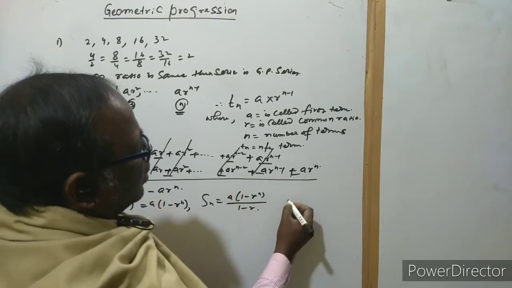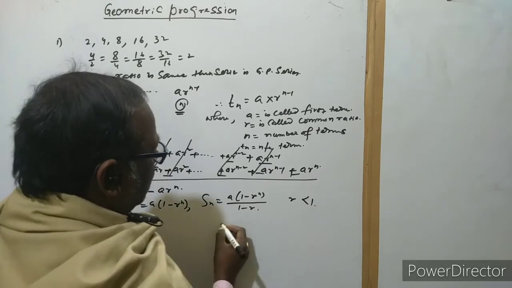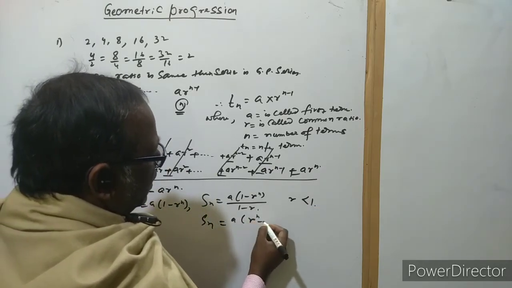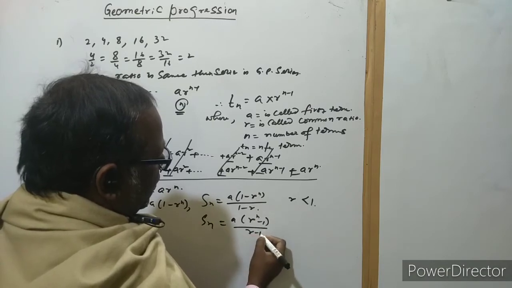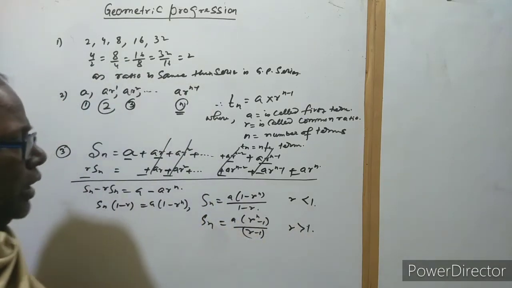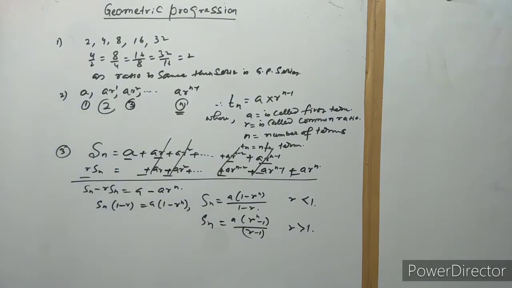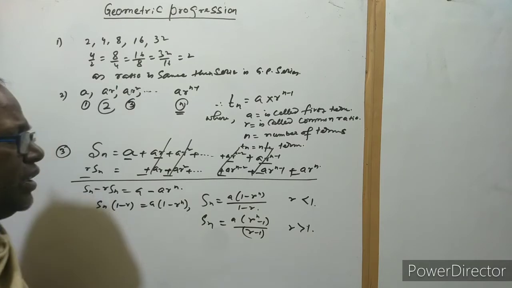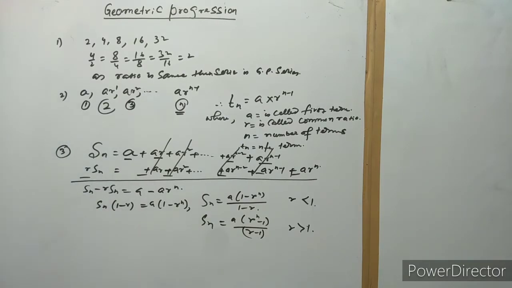Actually this formula is written when r is less than 1. Sn can also be written in this other form. Actually they look the same, but when r is less than 1 we write this form, and if r is more than 1, then we write this one. Okay, so this is a GP series and the sum of this series.